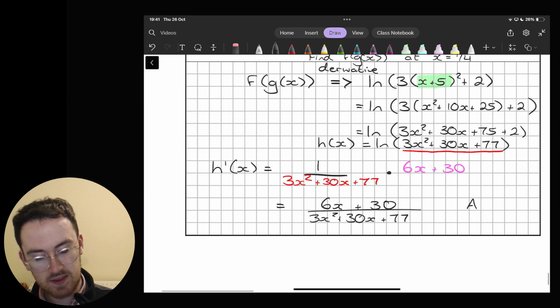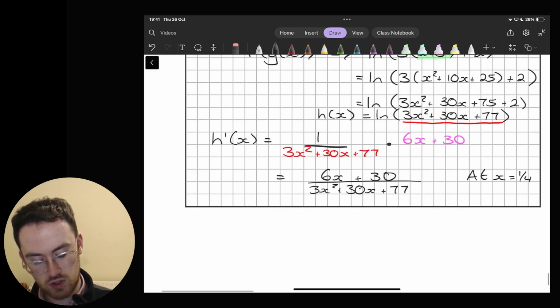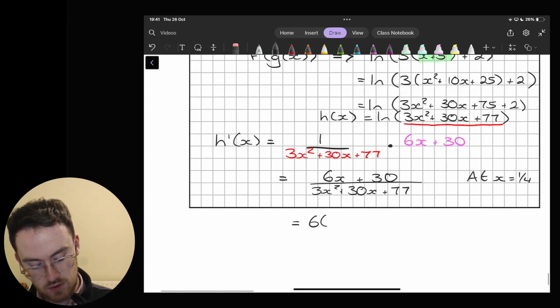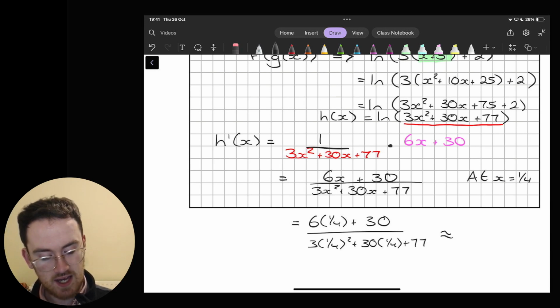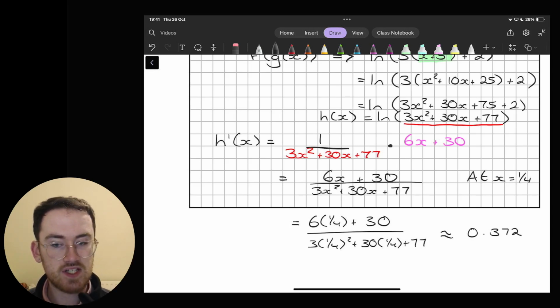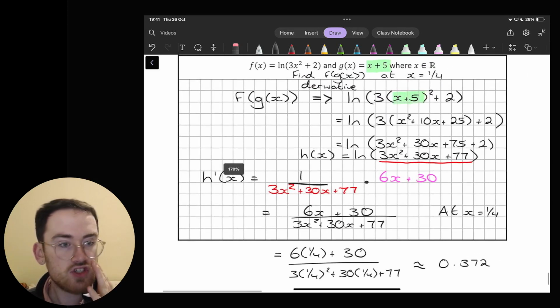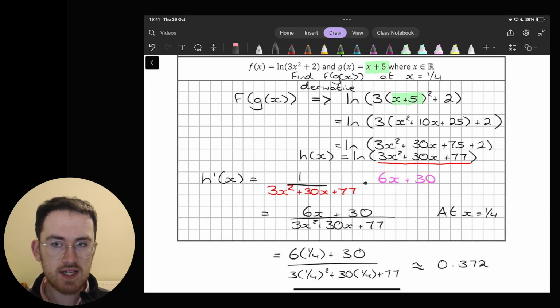And I want to evaluate that at the point x equals a quarter. So I'm doing 6 times a quarter plus 30 over 3 times a quarter squared plus 30 times a quarter plus 77. And if I evaluate all that out, I get an answer of approximately 0.372. So again, maybe a somewhat challenging question, but we can actually see for the differentiation part of it, the derivative part, we're following our rules as per normal.